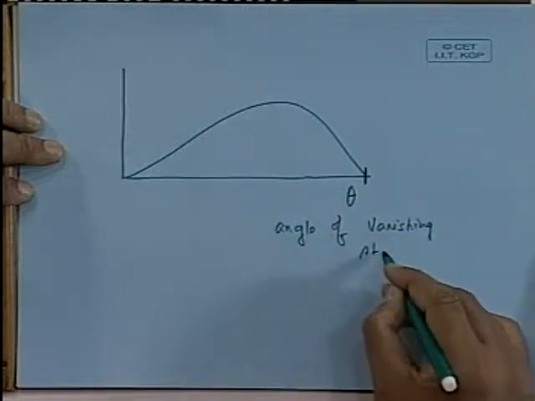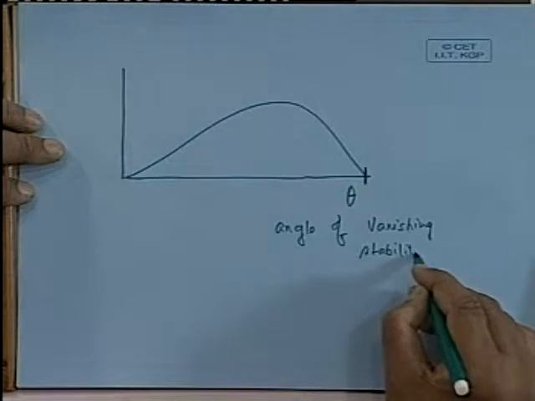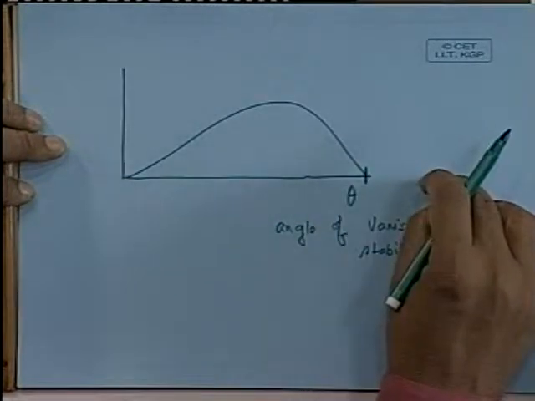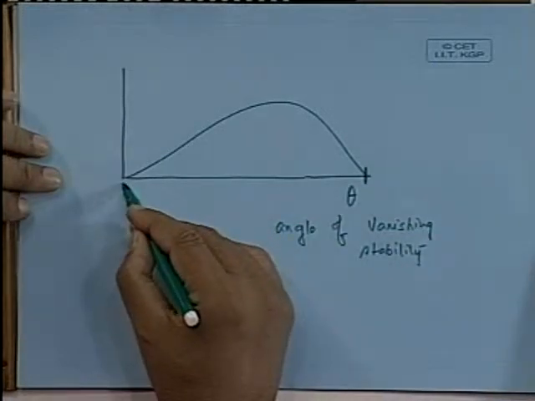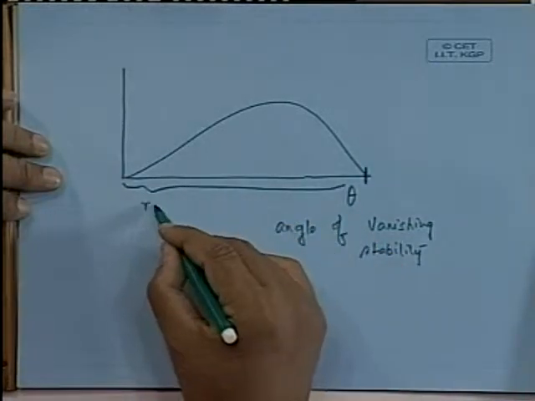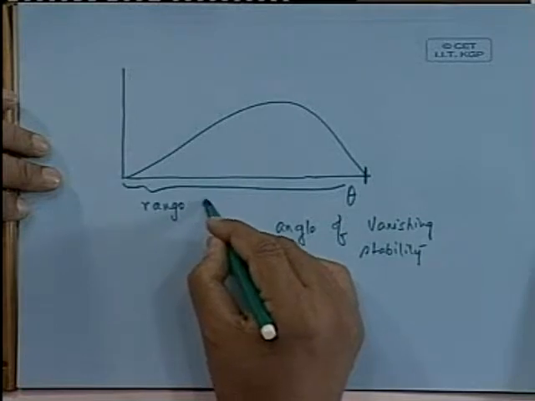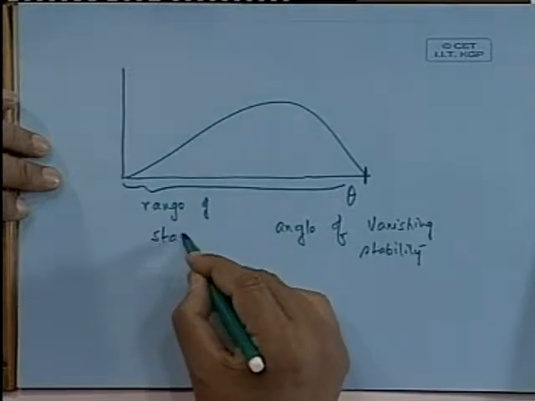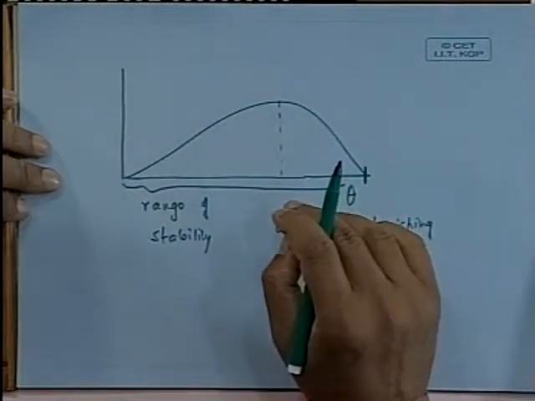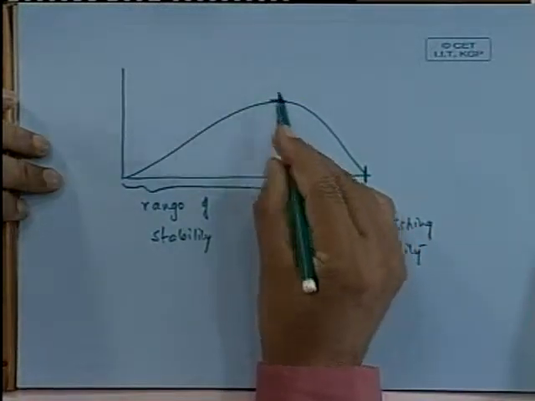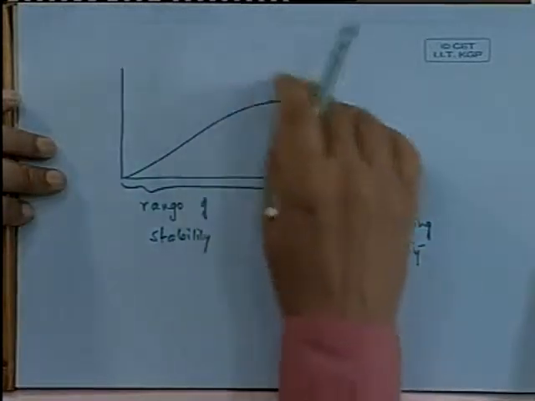That is because obviously the GZ beyond that becomes negative. This much distance is called range of stability. Of course, this is the angle where GZ is maximum. We will discuss afterwards that this nature of this curve is extremely important.